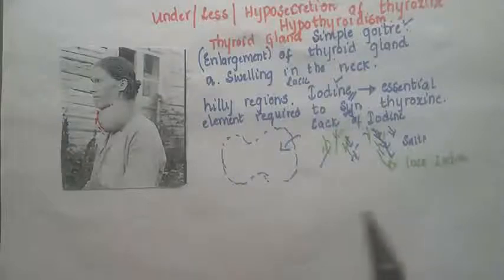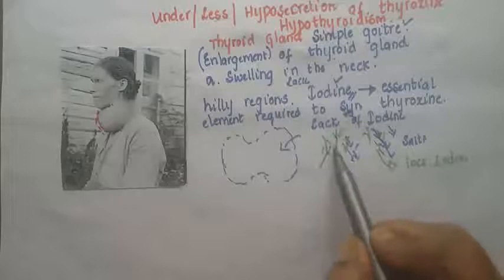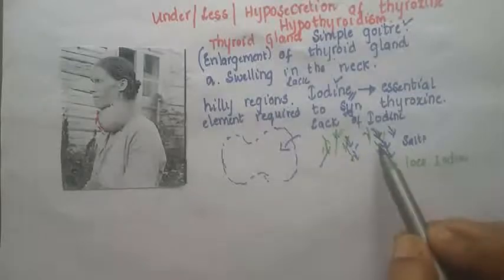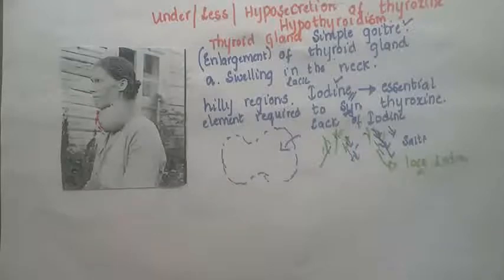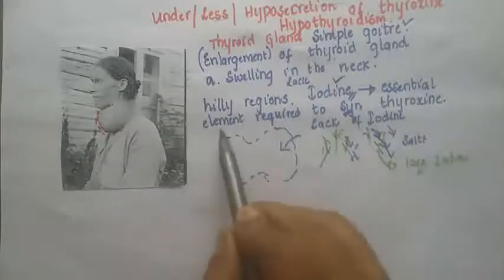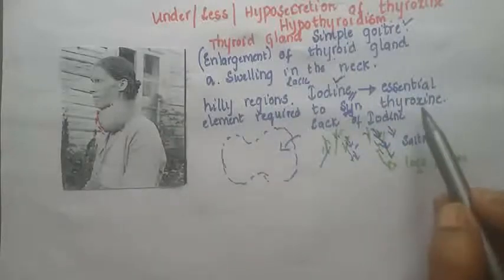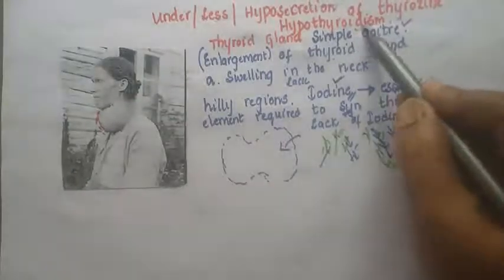Yes, children. So, whenever they ask you to give a reason, you have to be very clear. It is more common among the people residing in hilly stations or hilly regions. It is because the crops grown in that soil lack iodine, due to which the consumption of iodine is less in their body, and as iodine is an essential element required to synthesize thyroxine, it leads to the enlargement of the thyroid gland. Hence, they suffer from simple goiter.